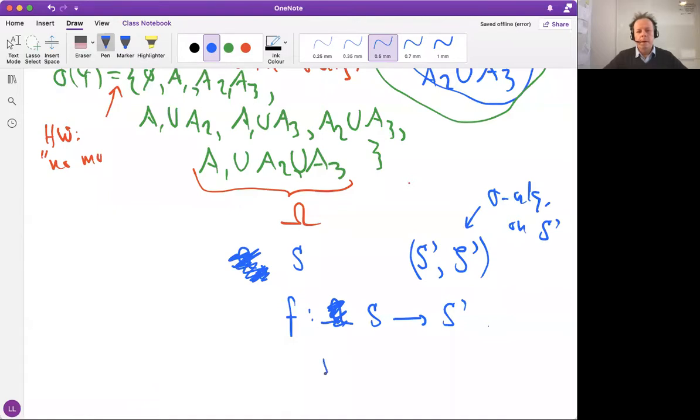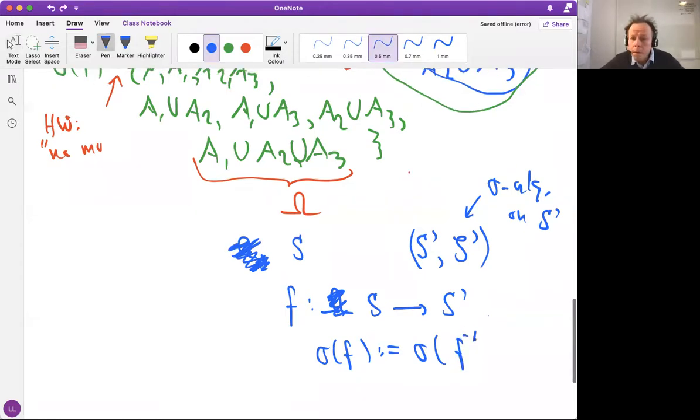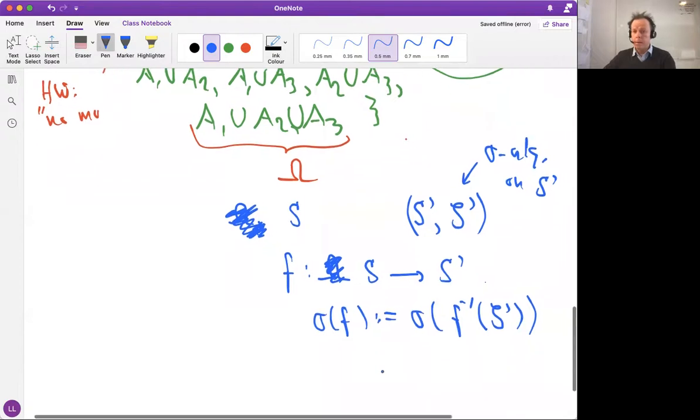Okay. And then we say that if we define sigma of F as the smallest sigma algebra containing the collection of all pre-images in this sigma algebra. So that would be a way, instead of now real line and the Borel sets, we would have any set and any sigma algebra. This would make sense.